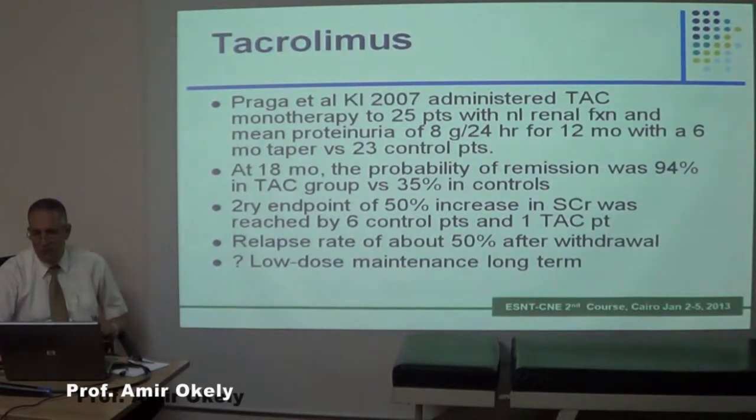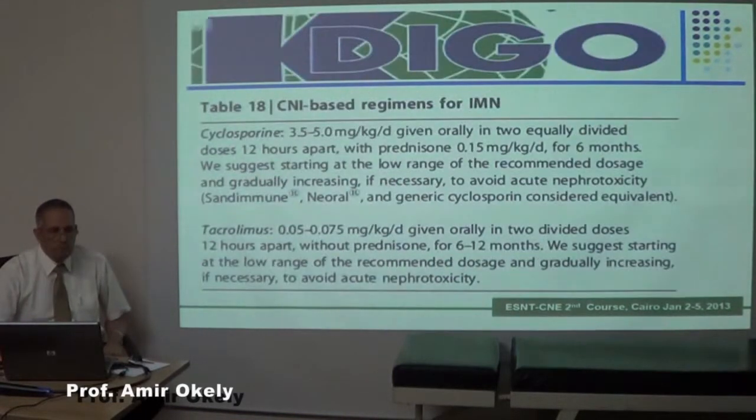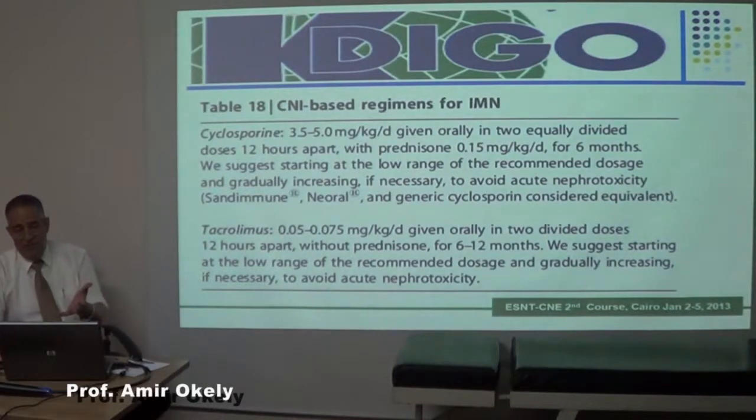At 18 months, the probability of remission was 94% in the tacrolimus group compared to 35% in control. Second endpoint was 50% increase in serum creatinine, which was reached in 6 control patients and 1 tacrolimus group patient. Relapse rate of about 50% after withdrawal. So this is the regime for calcineurin inhibitor, either cyclosporin or tacrolimus.